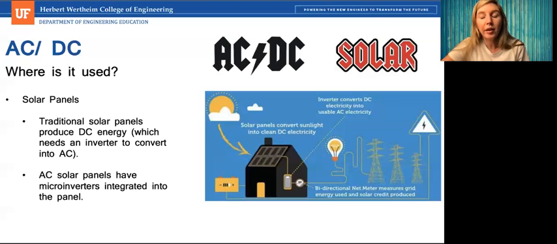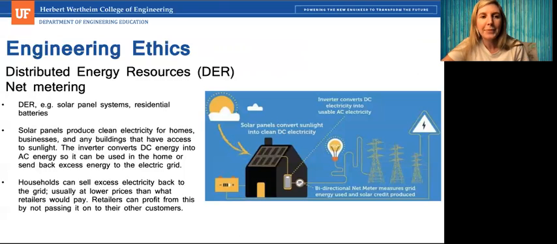So you can actually get AC solar panels, and they have microinverters already integrated into the solar panel. And I'm not sure, maybe you guys have homes with solar panels, or your parents, or somebody that utilizes that. And so how that relates to engineering, economy, and ethics is what we look at as a distributed energy resource and net metering.